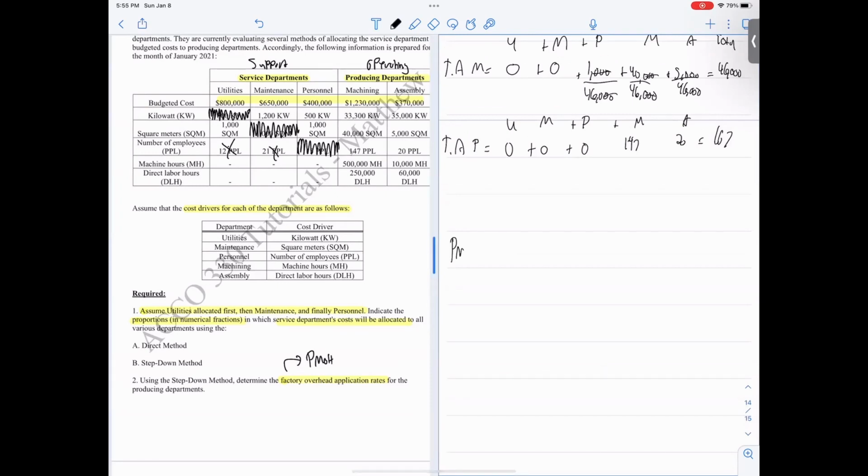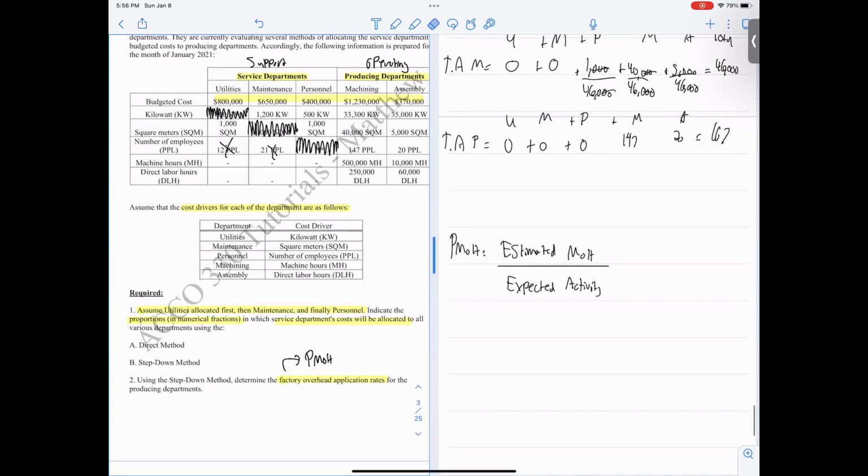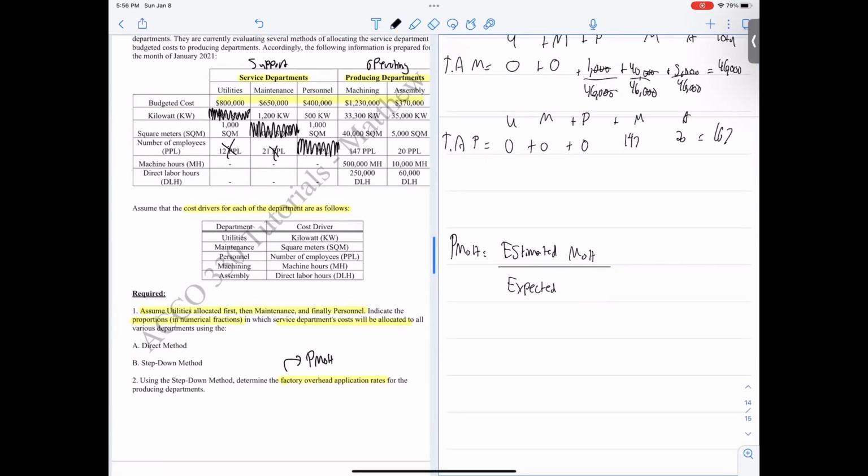Your predetermined overhead rate, your PMOH, is your estimated overhead, right? The amount of overhead you think you're going to spend, right? Divided by your expected activity, which is basically like the cost driver, right? So what cost, or what activity, is the best representation of the overhead cost, right? So in the machine department, it tells you your expected activity, right? Your cost driver. And you can think about it like this: instead of writing expected activity, you can write expected use of cost driver.